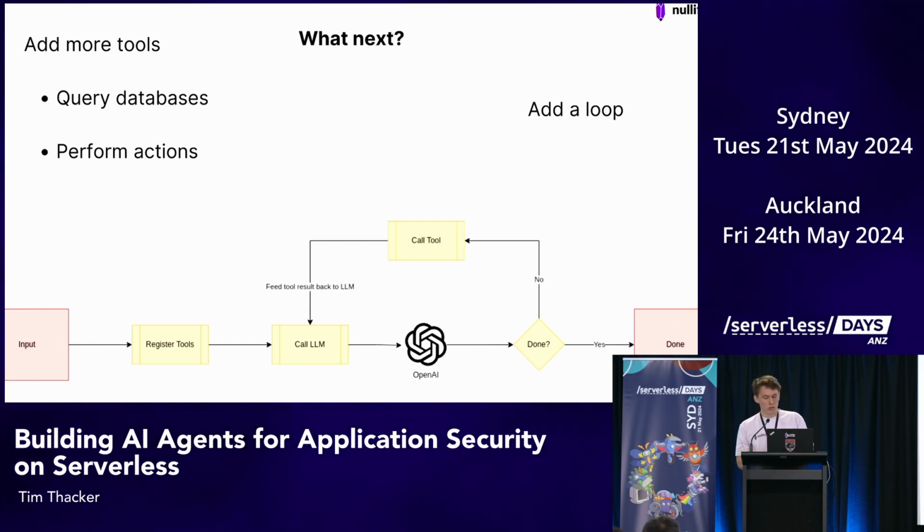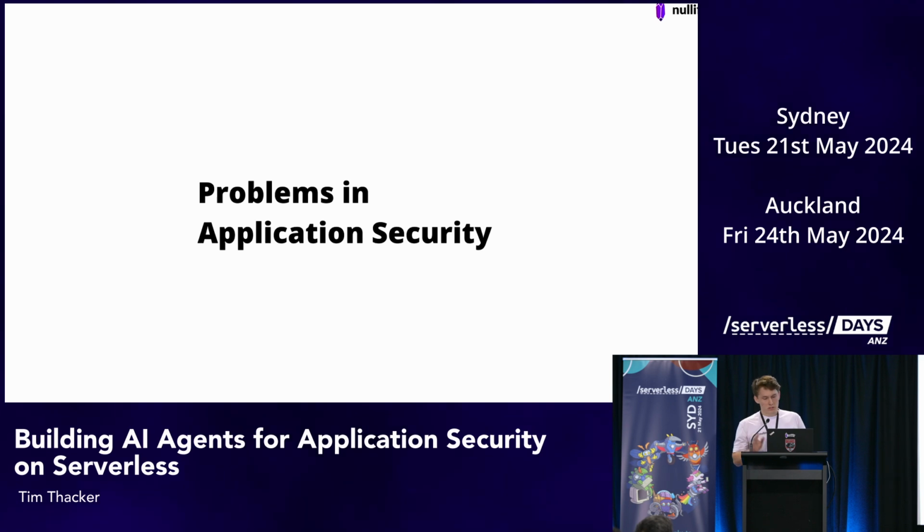And you can add it in a loop so that the LLM can continuously decide to call functions, get the results, and feed the outputs from that back into more functions. It could loop 10 times before it decides, I'm done with the task that you've given me, and it gets to the end. So that's a bit of background about AI agents. Hopefully that was simple enough to understand.